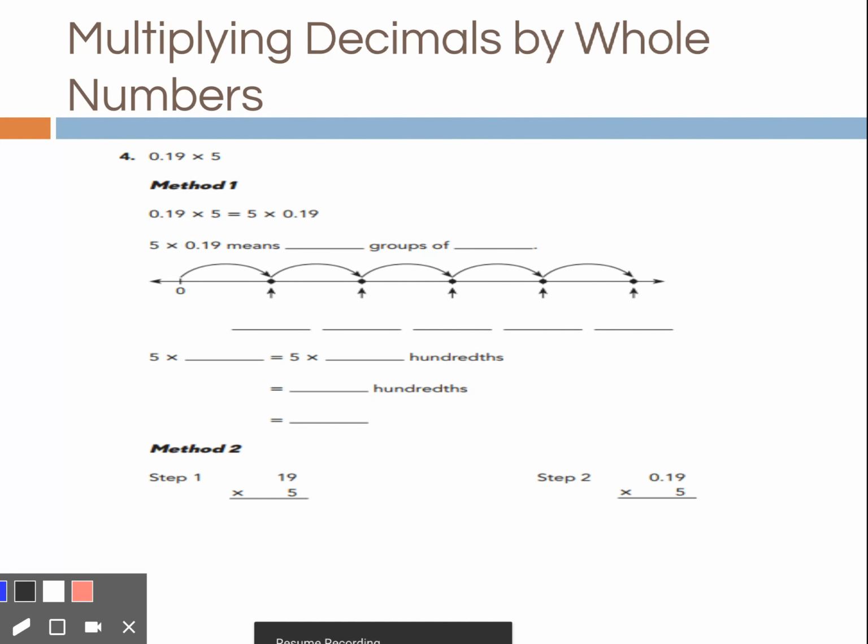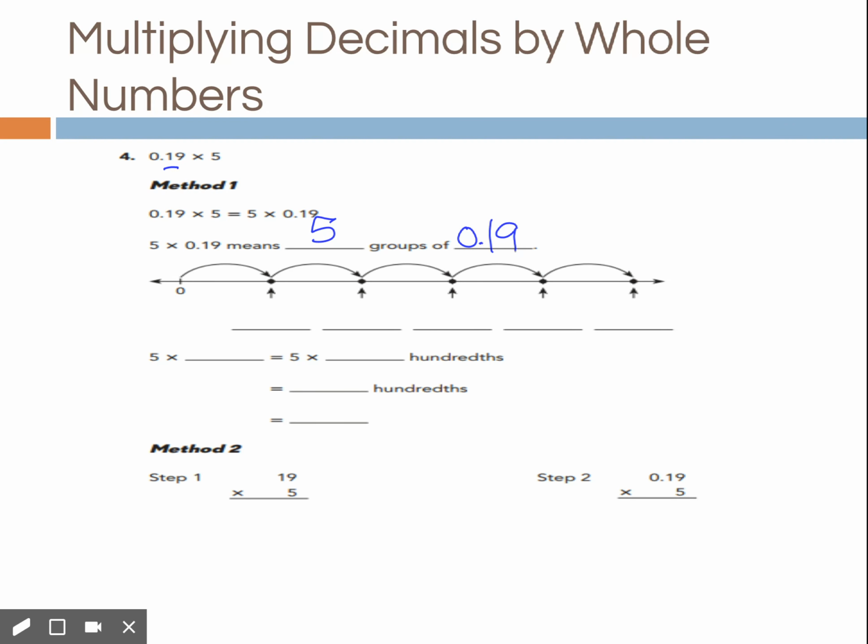So we can do multiplying of decimals using both methods when we have more than one digit after the decimal. So in this case, we have 0.19 or 19/100ths times 5. We can use method 1 where we're skip counting the number line. So 5 times 0.19 means 5 groups of 0.19. So my first spot would be at 0.19, then I would be at 0.38. I'm actually skip counting by 19 and then just putting my decimal in.